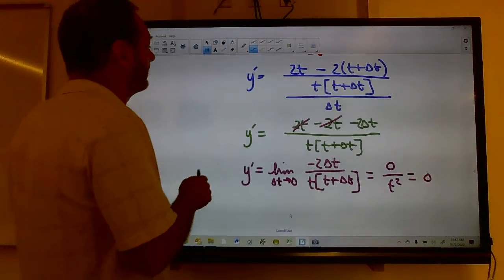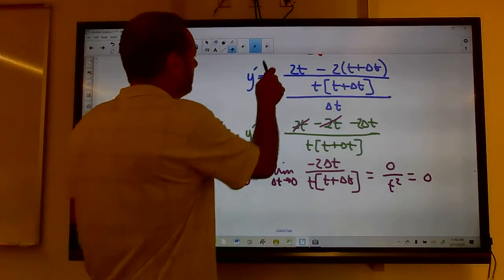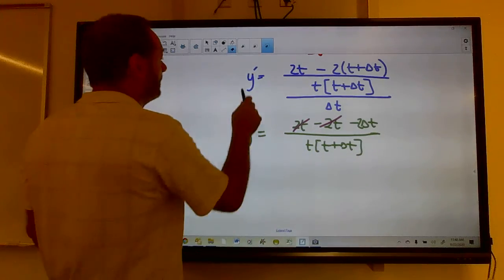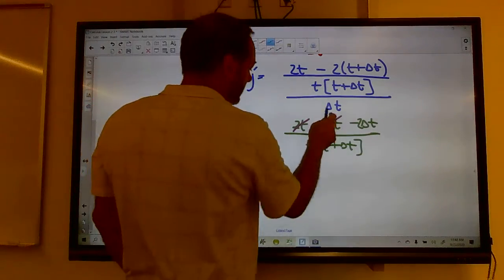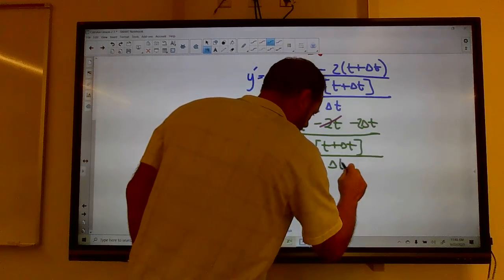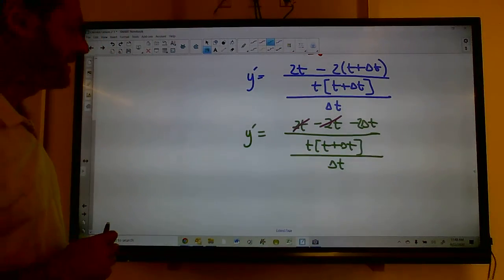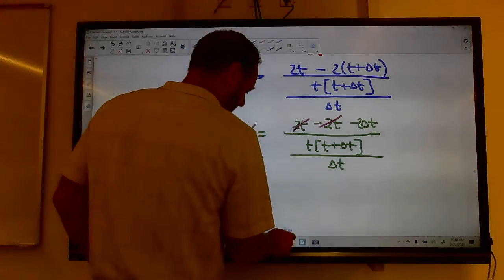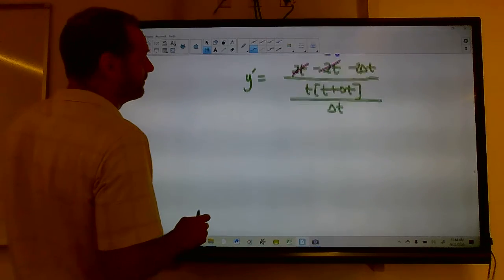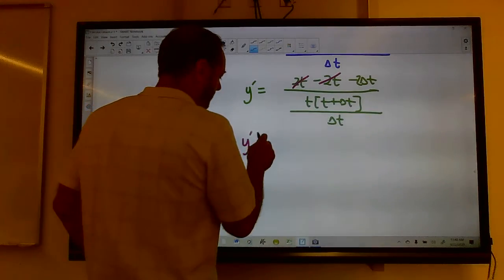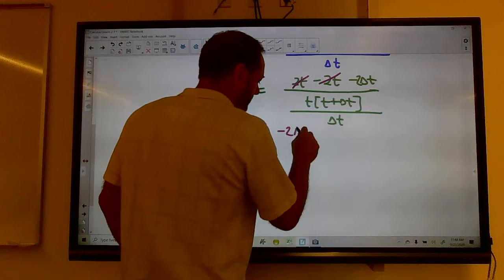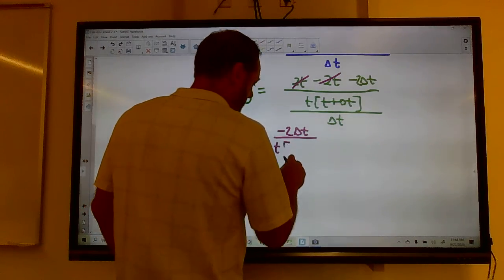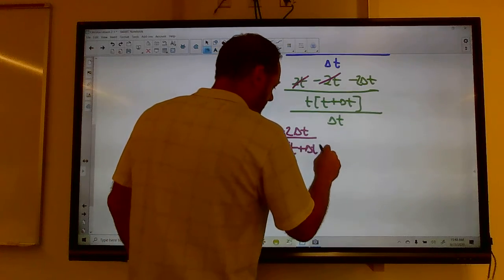Okay, I made an error here because I forgot something. So we're going to go back and scratch this, because what I forgot was this delta t is still here. Okay. So what do I get now? I get y prime is -2 delta t divided by t times t plus delta t.